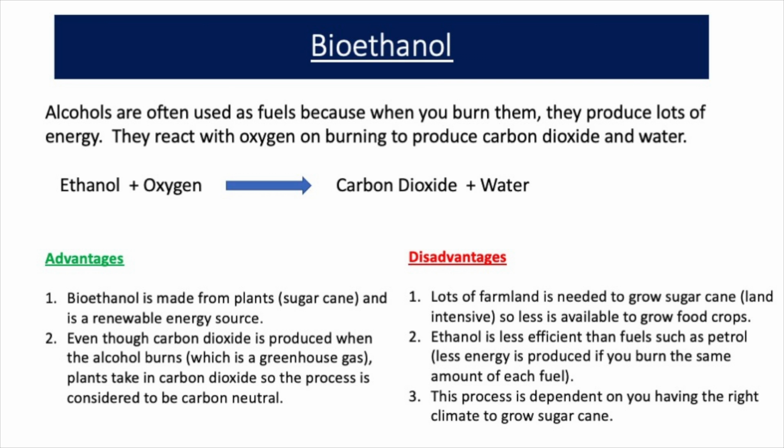Now, the disadvantages of using bioethanol is that it's land intensive to grow sugarcane. It takes a lot of farmland to grow sugarcane to make ethanol. And if you devote a lot of farmland to growing sugarcane, less is available to actually grow food crops to feed your population. So being land intensive is a disadvantage of bioethanol.